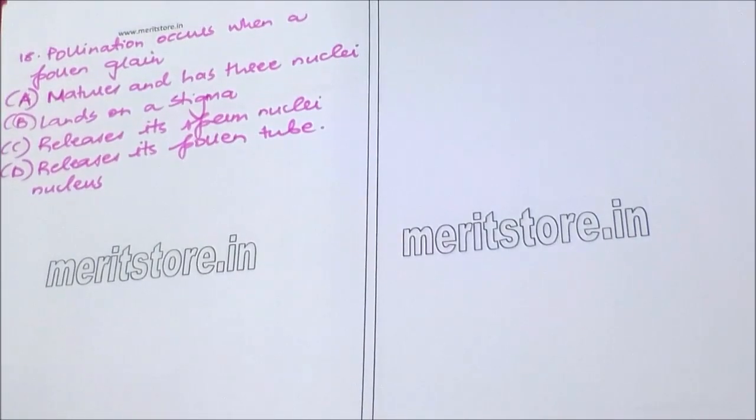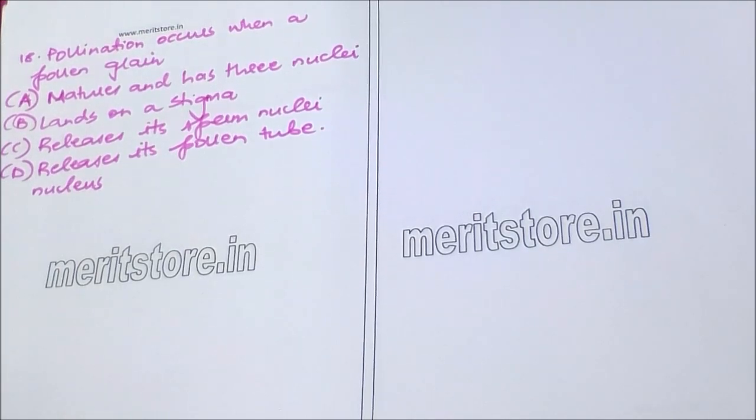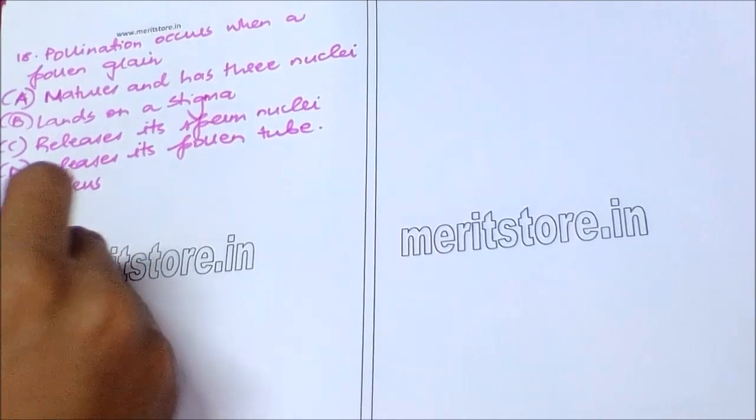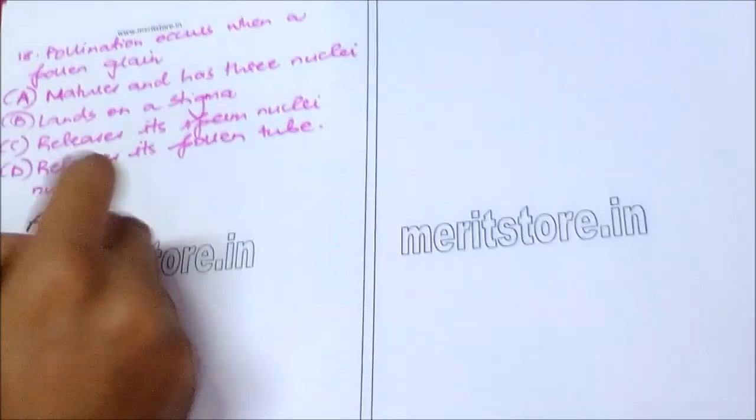Question is, pollination occurs when a pollen grain, option A, matures and has 3 nuclei, option B, lands on a stigma, option C, releases its sperm nuclei, option D, releases its pollen tube nucleus. So the basic definition of pollination says the transfer of pollen grains from the anther to the stigma.